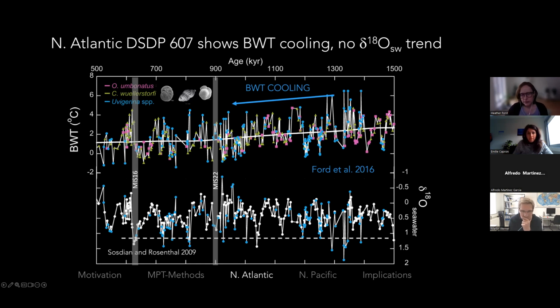One of the challenges about this particular record is it's reconstructed from many different types of foraminifera. So Ambonatus, Willerstorfi, and Eubodrina were all used to reconstruct this record. So it's not a single species record. But that said, we do have a relatively continuous temperature record here on this axis, going back in time from 0.5 to 1.5 million years ago.